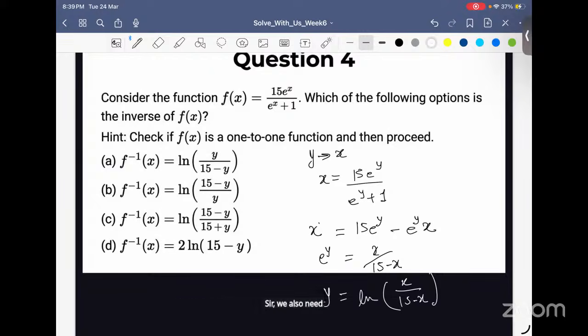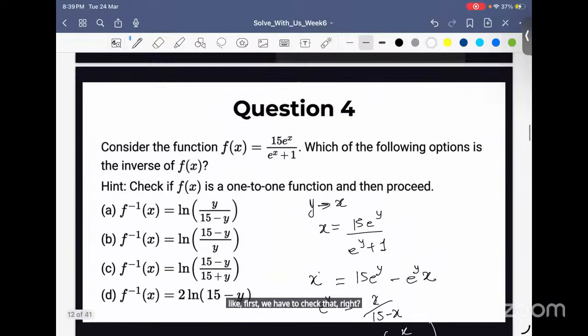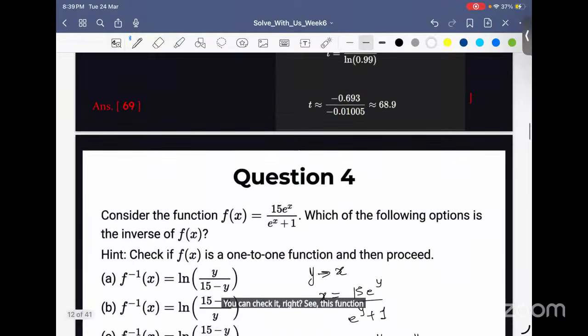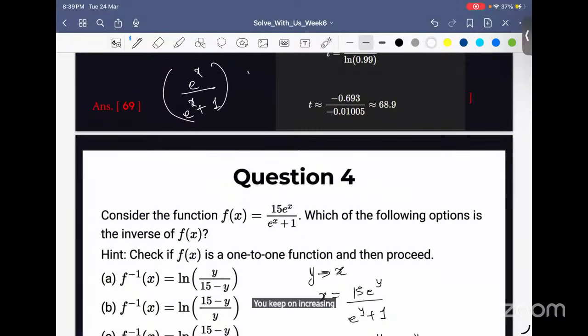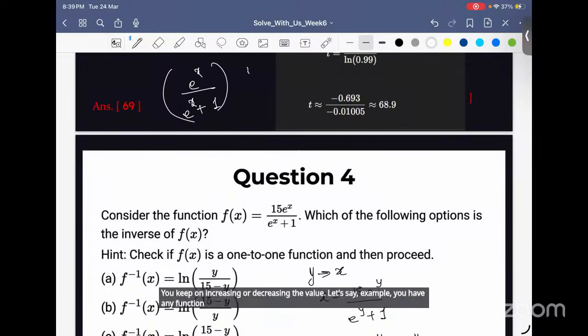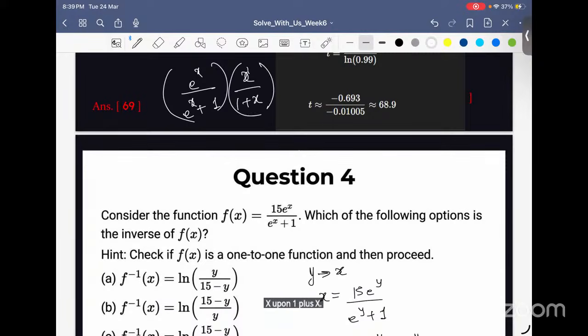Sir, we also need to check the one-to-one property first, right? Well, you can check it. See, this function is e to the power x upon e to the power x plus 1. Just check whether this function is increasing or decreasing, whether you keep on increasing or decreasing the value. For example, take the function x upon 1 plus x. What will happen to this function? If you put 0, you will get 0, and if you put infinity, you will get 1. So this is an increasing function.